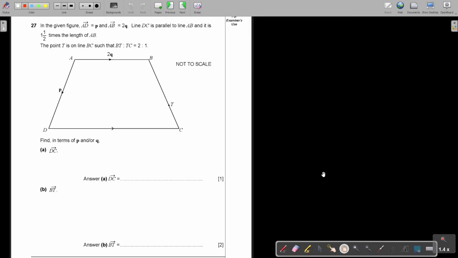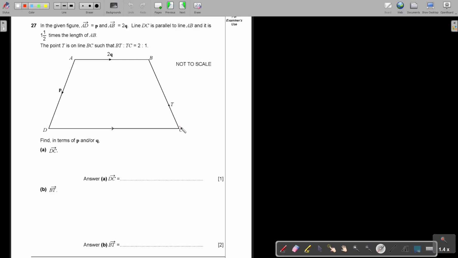Question number 27. In the given figure, if you can see, these are vectors. Vector AD is equal to P, and vector AB is equal to 2Q. Line DC is parallel to line AB. Can you see that? And it is 1.5 times the length of AB. The point T is on line BC, such that BT to TC is 2 to 1.